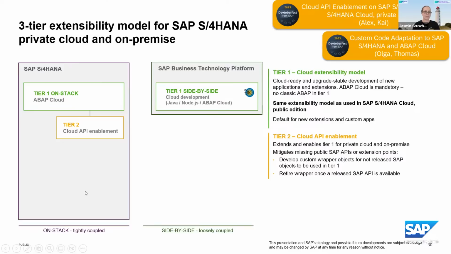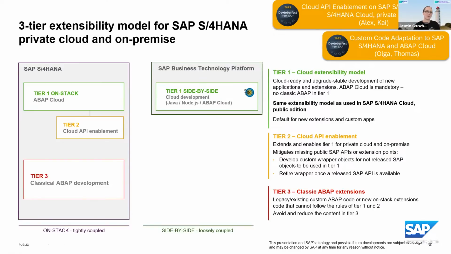Well, that would be the good side of the story, but of course, there will also be a kind of dirty corner, let's say, the tier 3. So things that will never be transformed into this lifecycle stable, upgrade safe tier 1 or tier 2 track. That is tier 3, the classic ABAP development in the private cloud and on-premise. But the idea is to keep that at a minimal level to improve your upgrade projects.